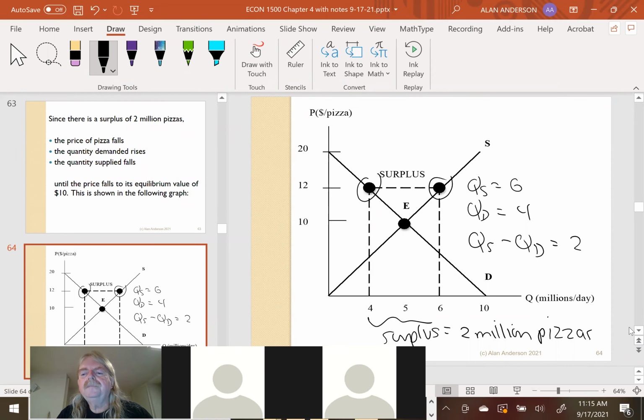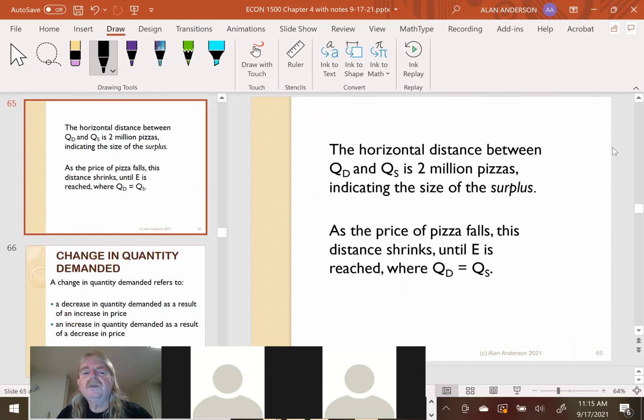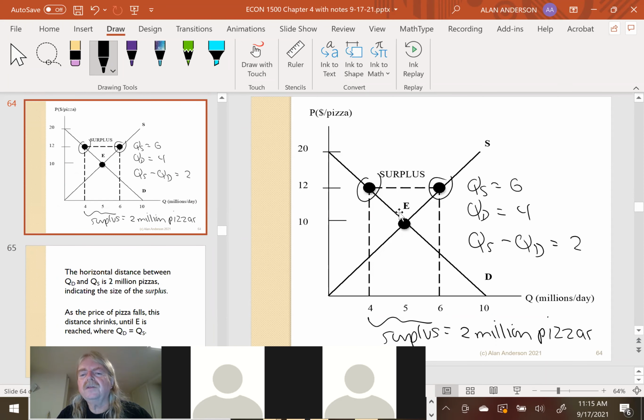Anyway, again, what they will do is certainly lower the price because they recognize that they're producing too much pizza. People aren't willing to pay that much for it, so they cut the price, and eventually we find ourselves back at equilibrium.